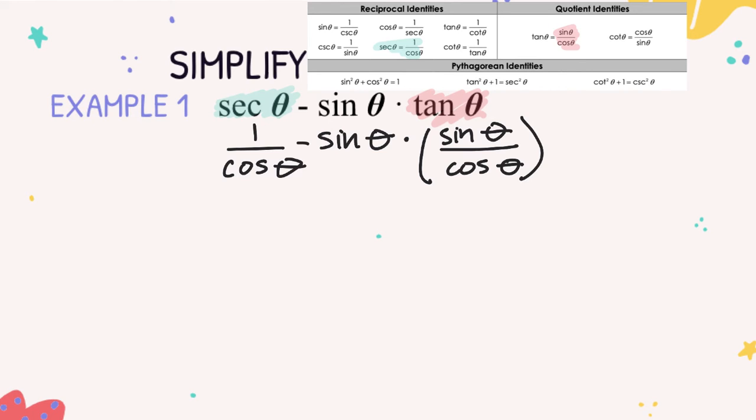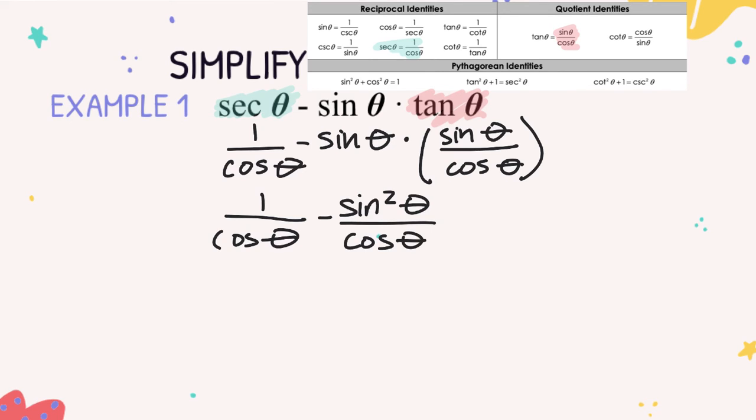That gives me the opportunity here, firstly, to multiply these two together. Because in your order of operations, you do multiplication before you do addition and subtraction. So I'm going to bring down 1 over cosine theta minus sine squared theta over cosine theta. So I've already combined two things.